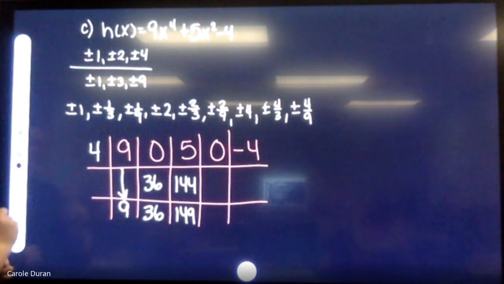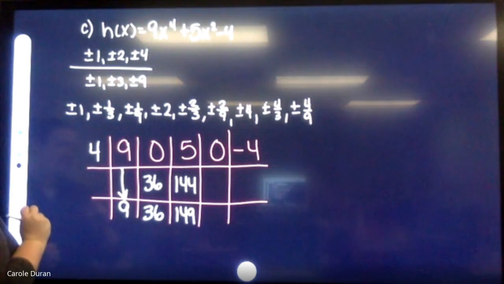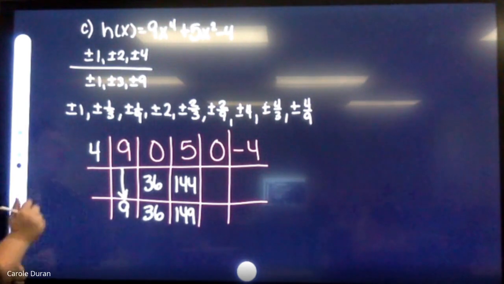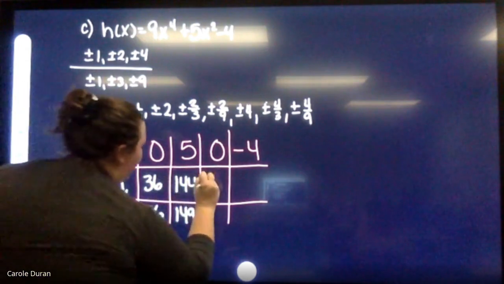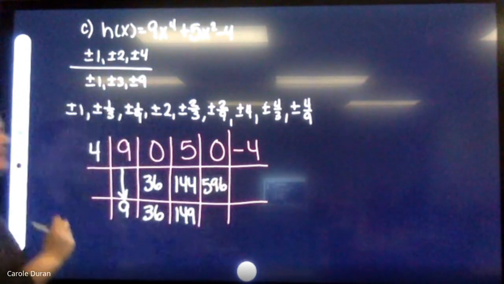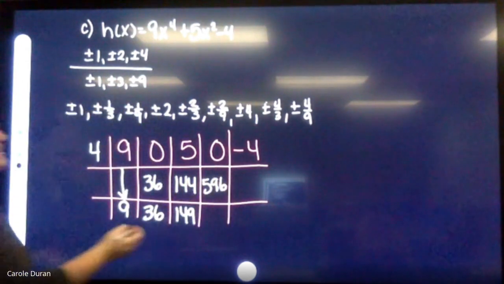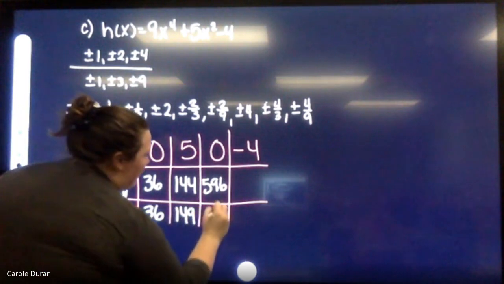This is just getting ridiculous. What's 149 times 4? 596. Okay, now multiply that by 4. 0 and 596 is 596. Multiply that by 4 again.